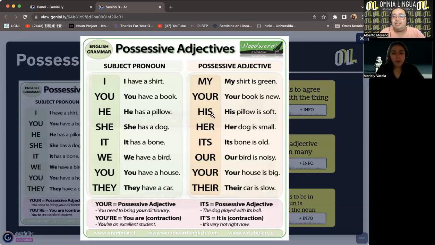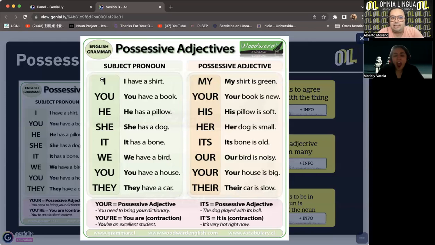For she, we use her. She has a dog, her dog is small. For it, we use its. It has a bone, I mean the dog, it has a bone, its bone is old. We have a bird, our bird is noisy. You have a house, your house is big. They have a car, their car is slow.